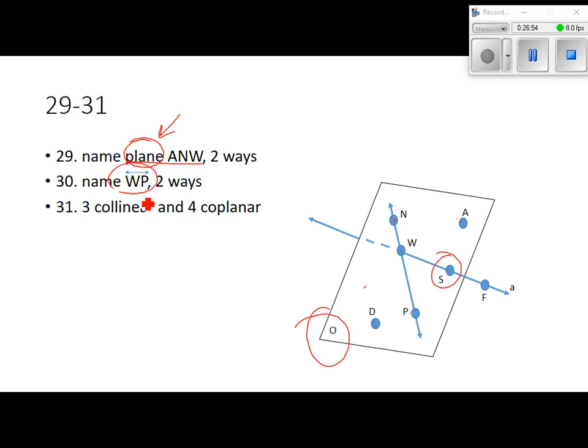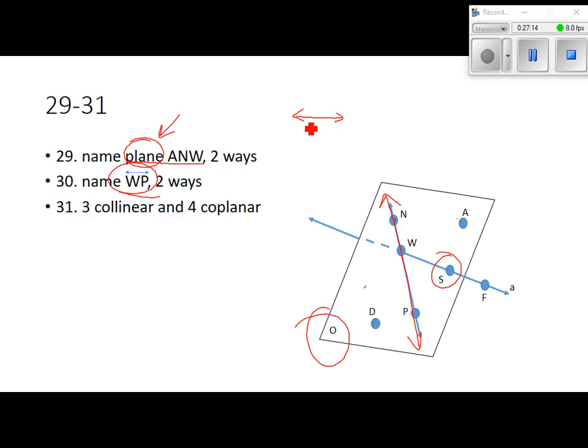Name line WP in 2 other ways. The line WP is right here. With the line, it doesn't matter which 2 letters you pick on it. Pick any 2 letters and you put them underneath that line symbol, and that's a way to name it.